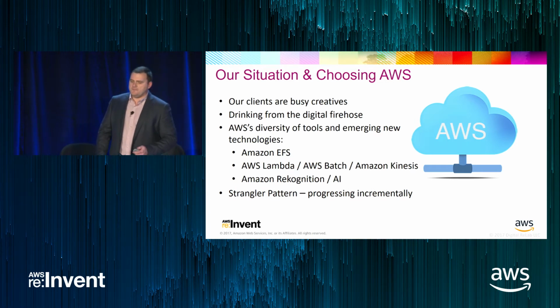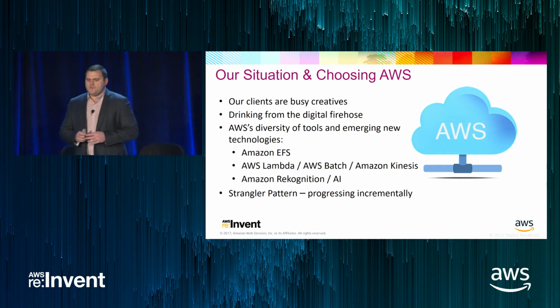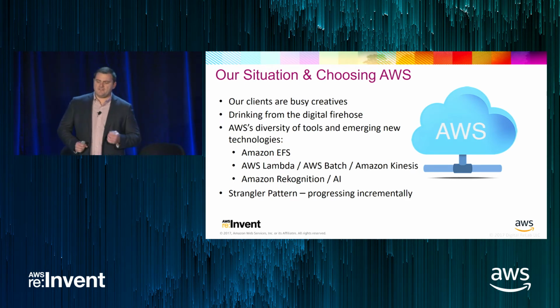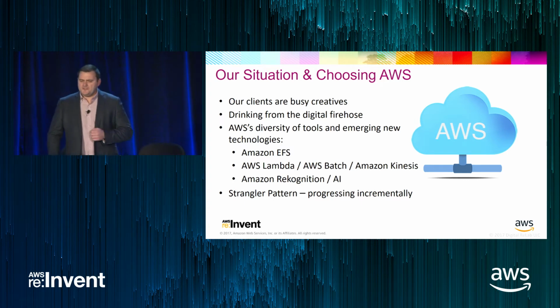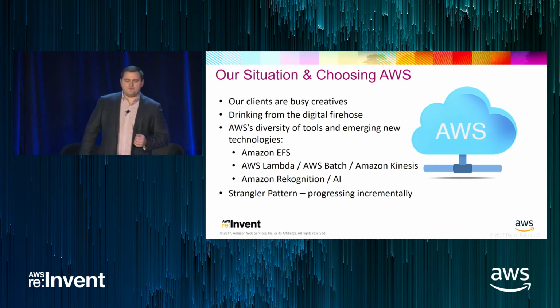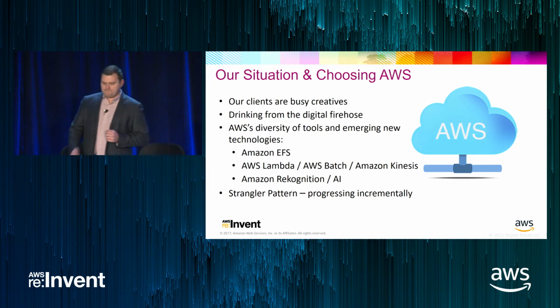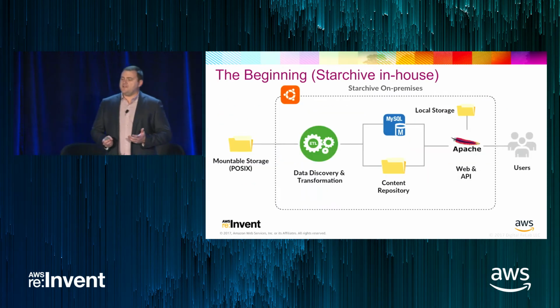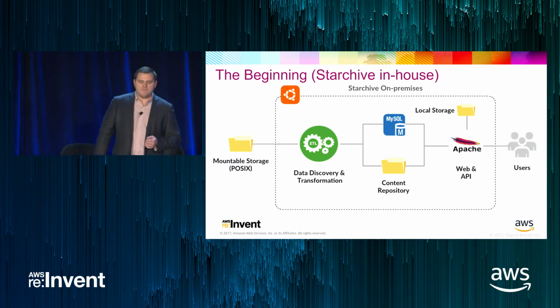As a small team, it's important that we use our resources as smartly as possible when implementing new technologies. We work really hard to concentrate our efforts on effectively evolving our platform and to meet current and future demands, and use strangler patterns to incrementally improve and replace components. So as Richard said, Starchive started as an on-premise solution for Bob Dylan. And this is the architecture at a high level.